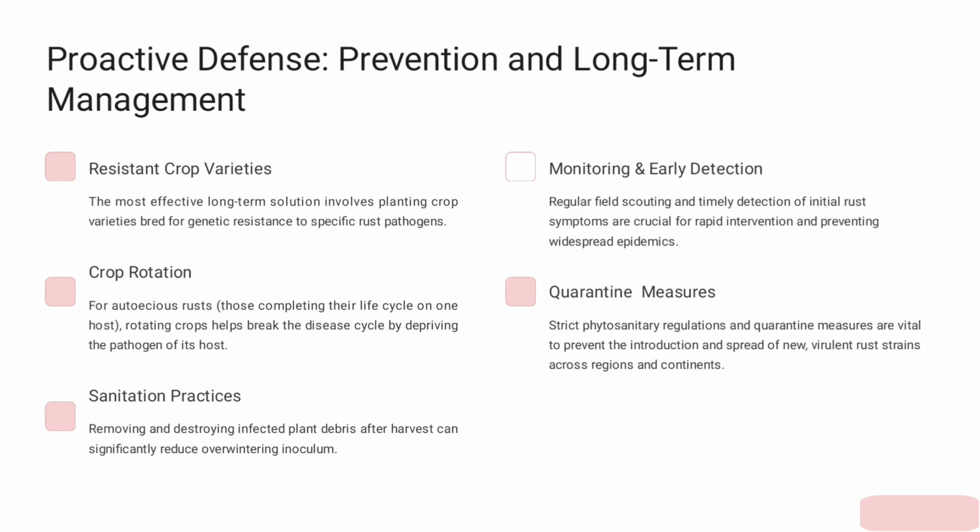For crop rotation, considering the life cycle, rotating crops breaks the disease cycle, depleting pathogens in the soil. Removing and destroying infected plant debris after harvest can significantly reduce overwintering inoculum. Regular field scouting and timely detection of initial rust symptoms permit early intervention, preventing widespread epidemics. Strict phytosanitary regulations and quarantine measures are vital to prevent the introduction and spread of new virulent rust strains across regions.